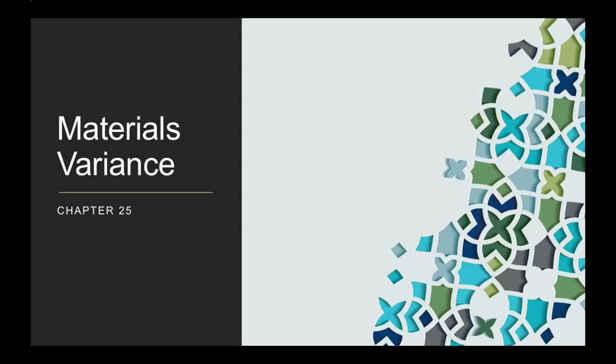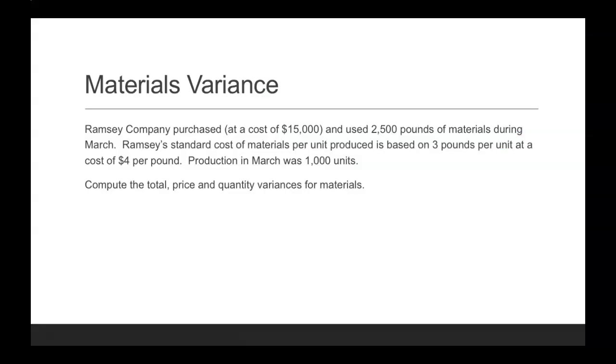Let's work through a materials variance example problem. So the problem says that Ramsey Company purchased and used 2,500 pounds of materials during March. They spent $15,000 on those.